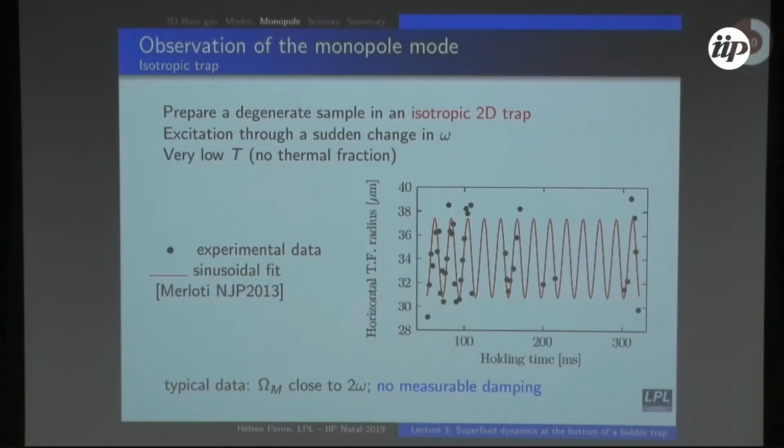So the way we probe the monopole mode is to abruptly change the frequency of the trap, which sets the gas out of equilibrium. Then we record the oscillations in the radius as a function of time for long times. Typically, we do not observe any damping of this oscillation, which is expected for the Pitaevskii-Rochon mode. And the frequencies are always very close to 2 omega.